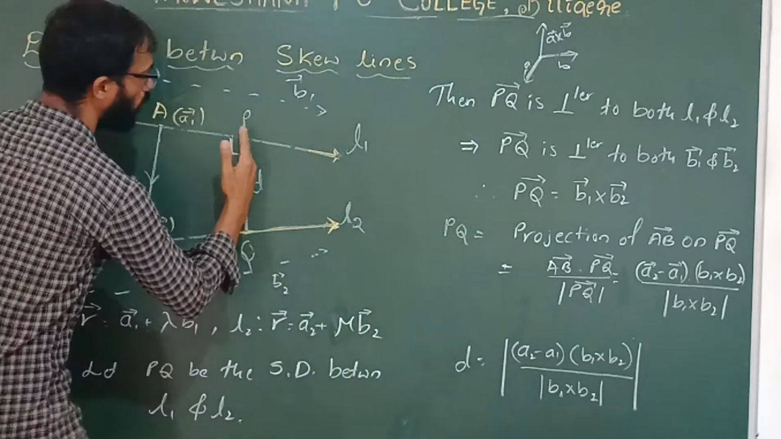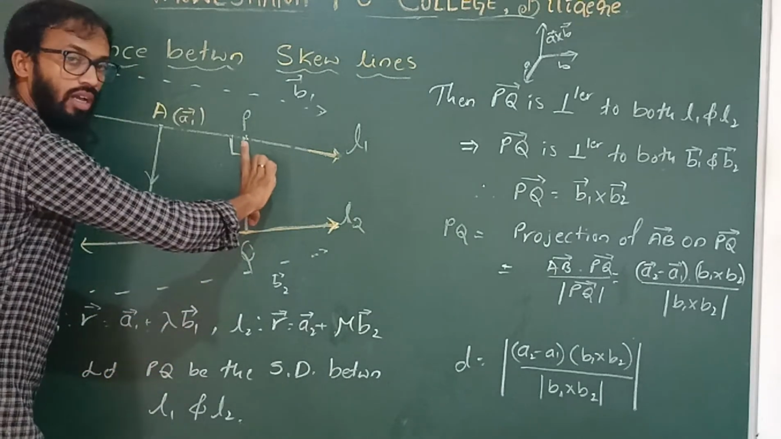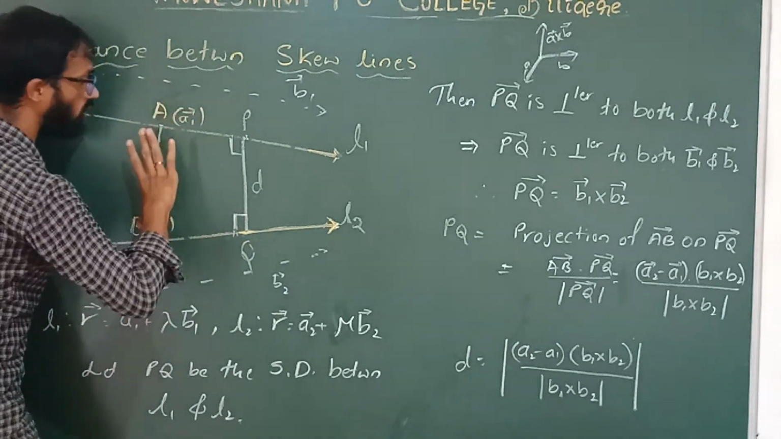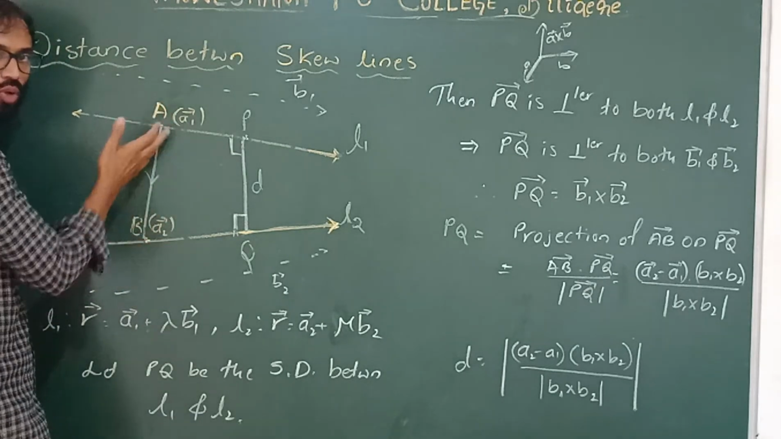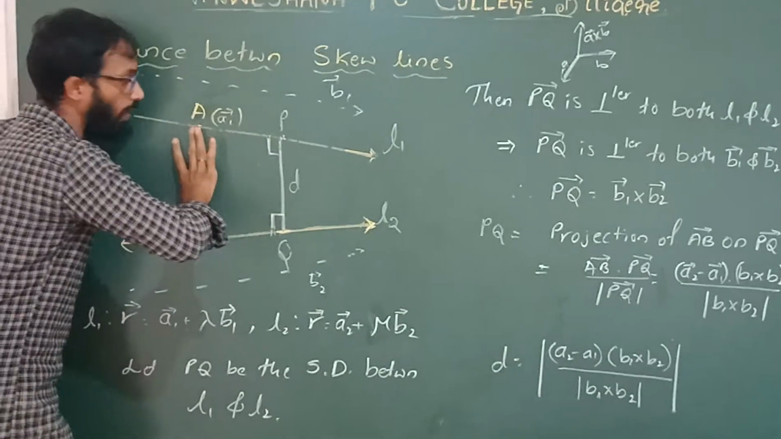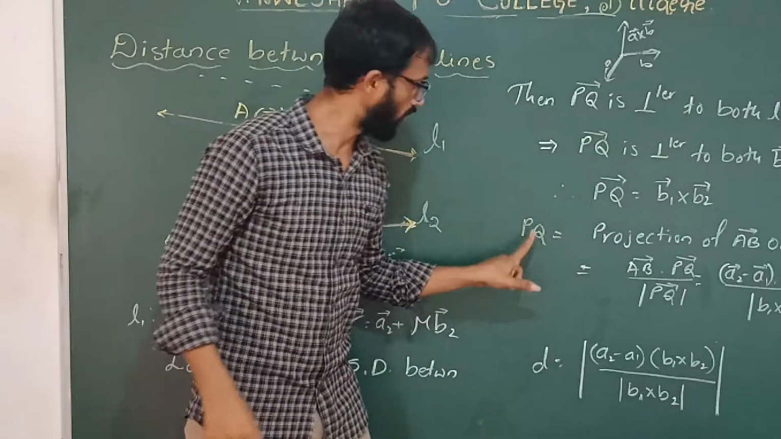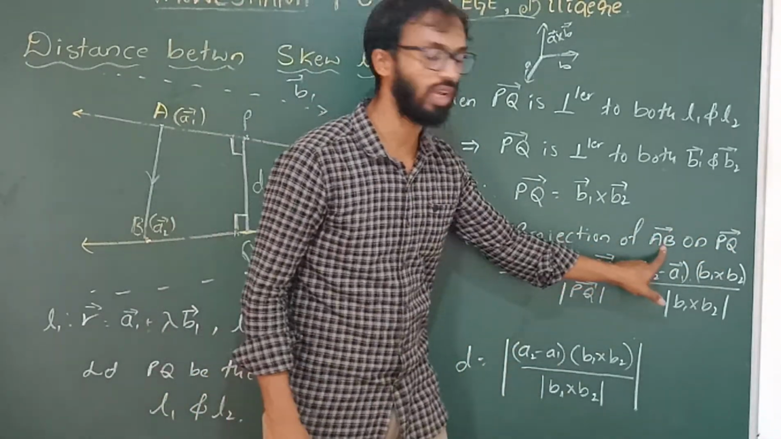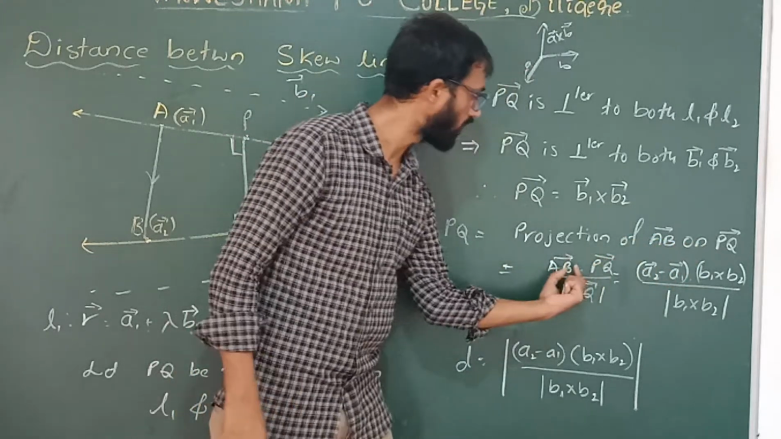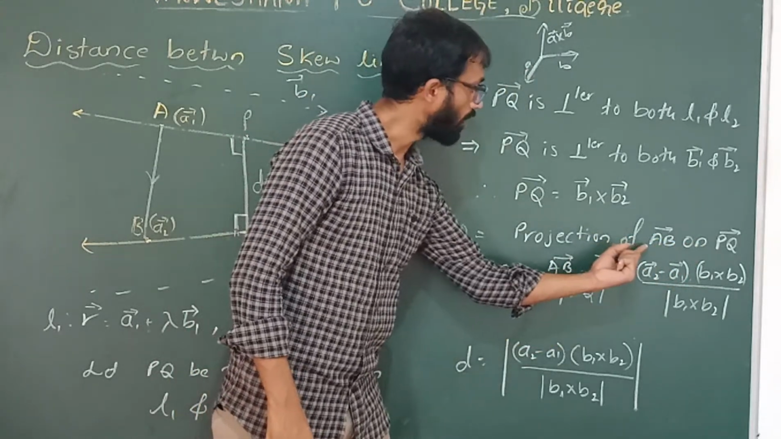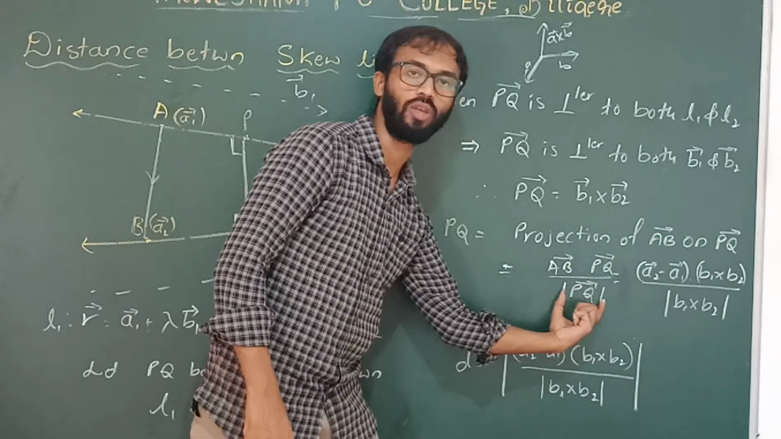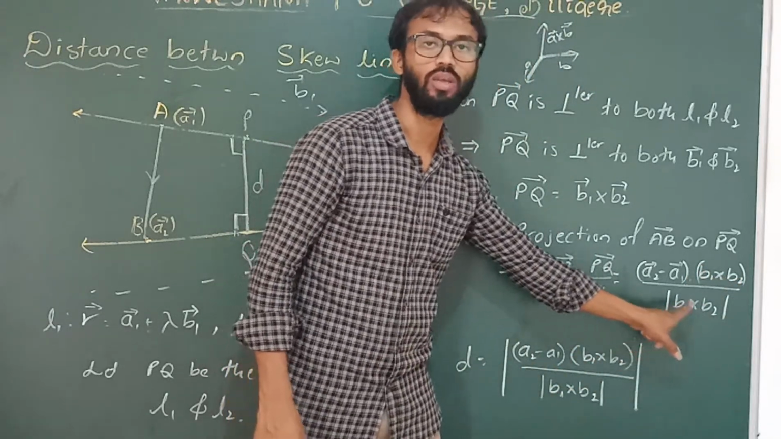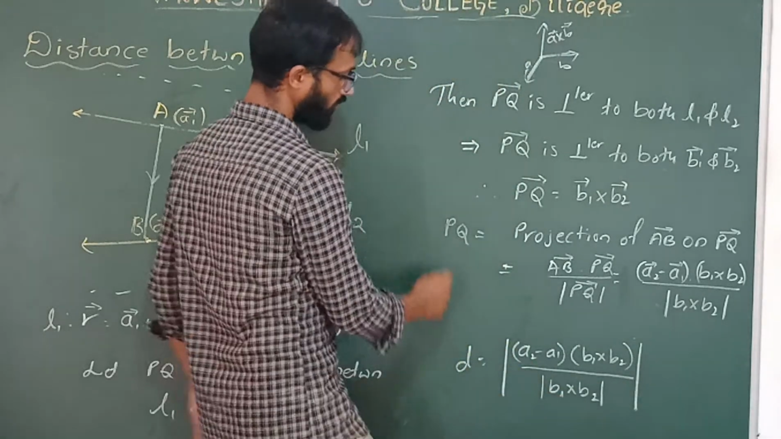Next, we know that PQ, the distance between L1 and L2, is the projection of AB, the impact of AB on PQ. Let me take A and B as two points on L1 and L2. So PQ is nothing but the projection of vector AB on vector PQ. Now the projection of any vector on another vector is the dot product of both vectors divided by the magnitude of the vector being projected on. So the vector PQ is B1 cross B2, and its magnitude is the magnitude of B1 cross B2.